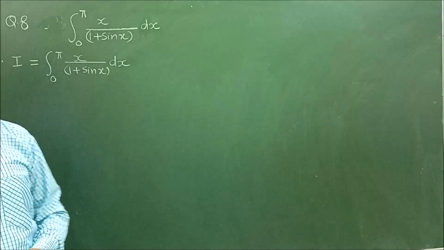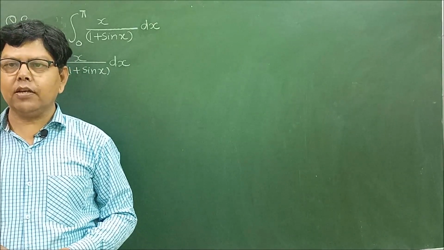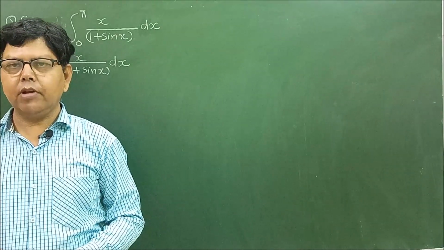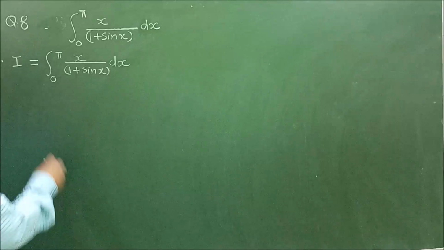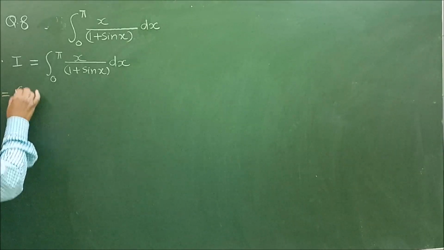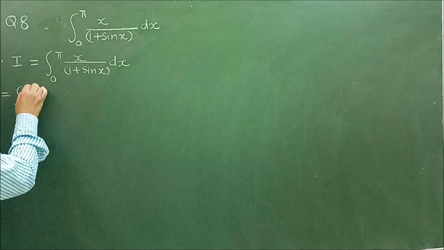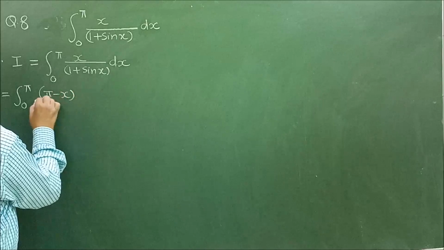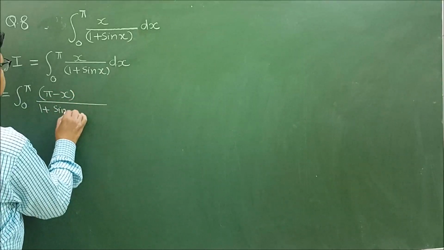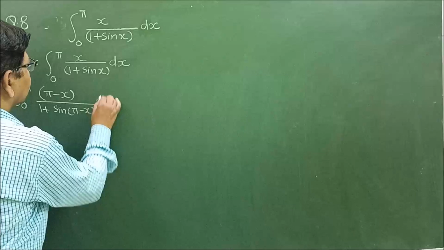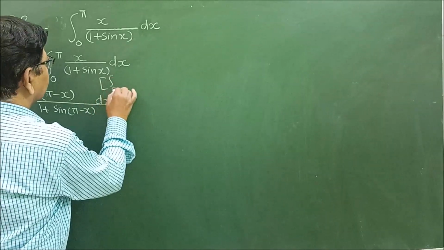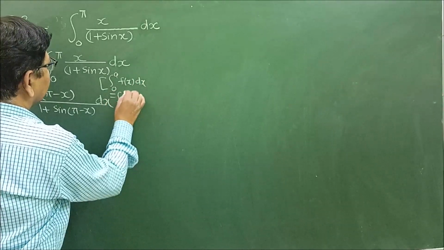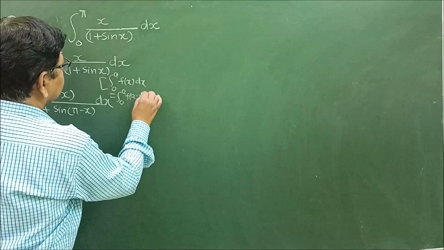Now using the property integral 0 to a f(x) dx is equal to integral 0 to a f(a minus x) dx, first we need to remove the variable x from the numerator. So this integral I is having the same value if x is replaced by pi minus x here, upon 1 plus sine of pi minus x dx. Using the property here, 0 to a f(x) dx is equal to 0 to a f(a minus x) dx.